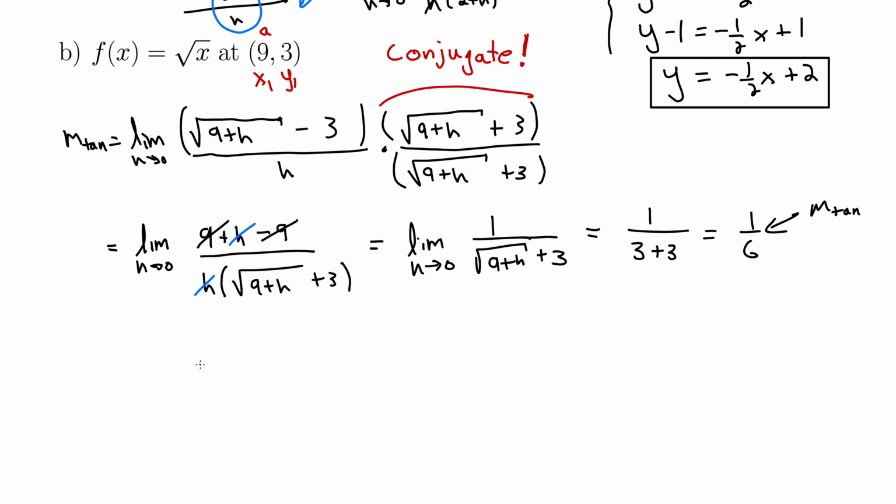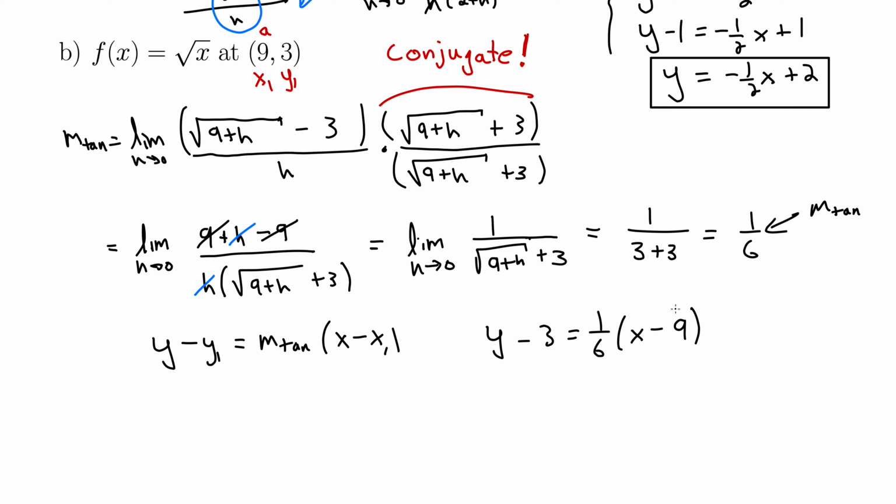Okay, so back to our line. Well, I lost the equation, but we had y minus y1 equals m sub tan times x minus x1. Okay, so let's plug everything in here. So y minus 3 equals 1/6 times x minus 9. And yeah, it looks like we have some fractions here. You always want to represent your answer in y equals mx plus b form, slope-intercept. So let's clean it up a little bit. Y minus 3 equals, now we're just doing arithmetic, 1/6 x minus 9/6, which is 3/2.